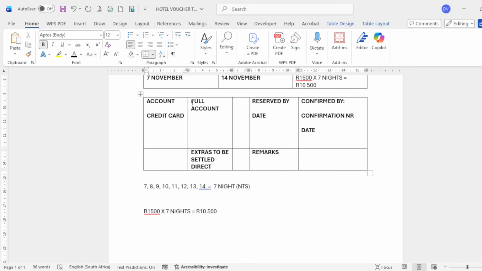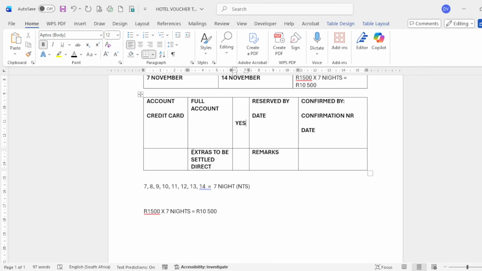Full account. What does this mean? Really what they're asking you is, is the client responsible for paying the full account? And your answer in the block next to it is always going to be yes. Of course, they have to pay the full account. They can't just pay half. This is not a corporate client, so the company is not going to pay for him. We'll never give you an example or a question like that in the exam. The person is always going to have to pay the full account.